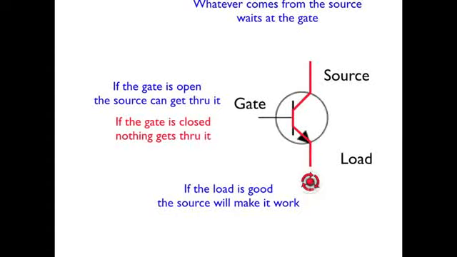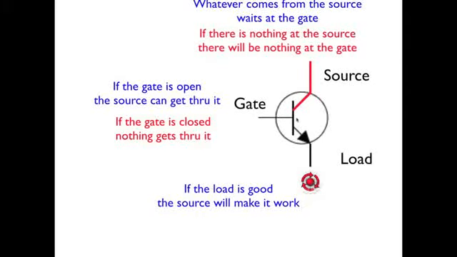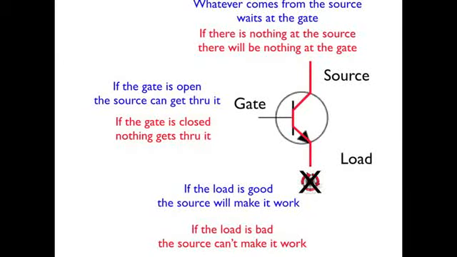Now if the gate is closed, nothing can get through it. And if there is nothing at the source, there's not going to be anything at the gate. And then of course, if the load is bad, the source can't make it anyway, so the motor won't run. So we do have to have a good load.